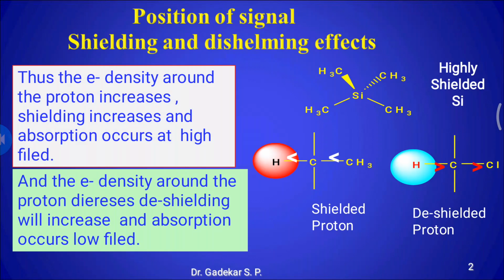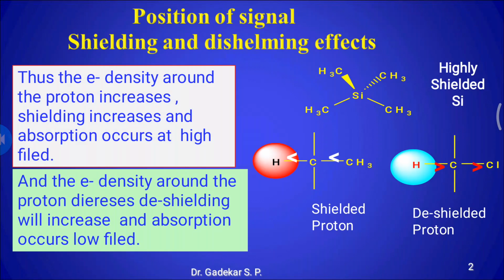What is shielding? In shielding, the electron density around the proton increases, so the shielding increases, and absorption occurs at high field. Next is de-shielding. De-shielding is when the electron density around the proton decreases and de-shielding increases, and absorption occurs at low field. So upfield and downfield, high field and low field, these are the terms.